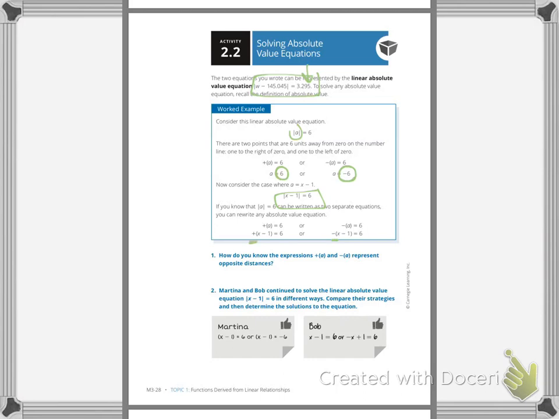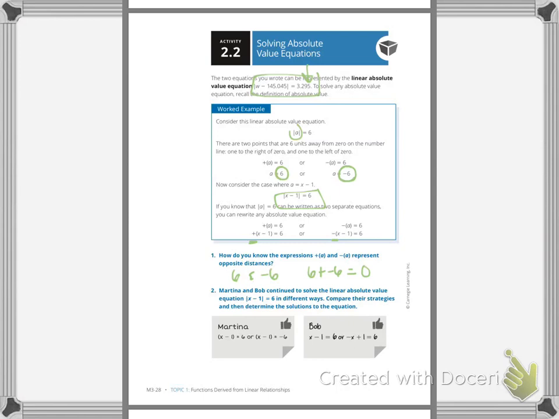It says, how do you know the expressions positive A and negative A represent opposite distances? For example, if I took 6 and negative 6, they represent opposite distances because if I added them, 6 plus negative 6, it would get me 0.